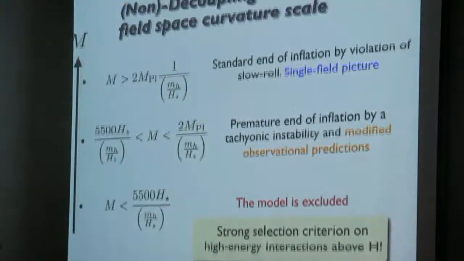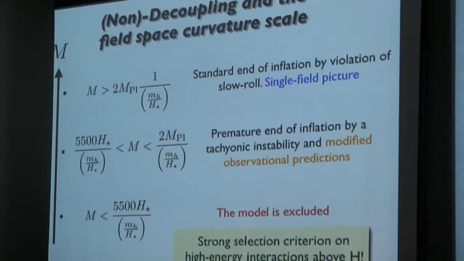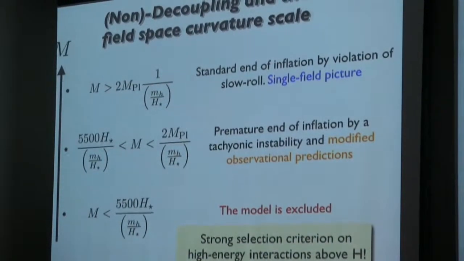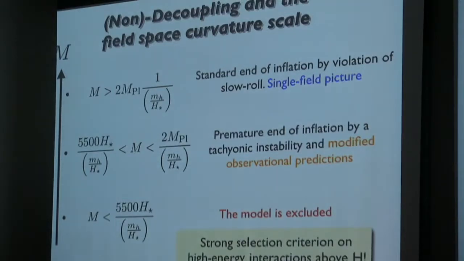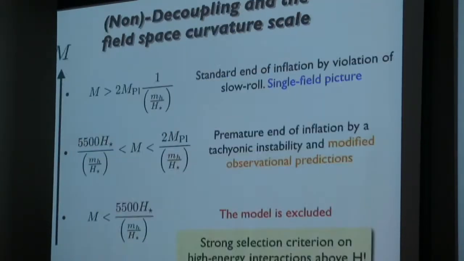What I'm telling you is that if m is less than, let's say, 500 H, depending on the precise value, the model is excluded. The reason is, basically, you can't fit the CMB data. You can't generate a universe with 10 to the minus 5 temperature fluctuations. You can't normalize it to the CMB. If you do the calculation the other way, you would find that it generates a universe with more structure than ours.